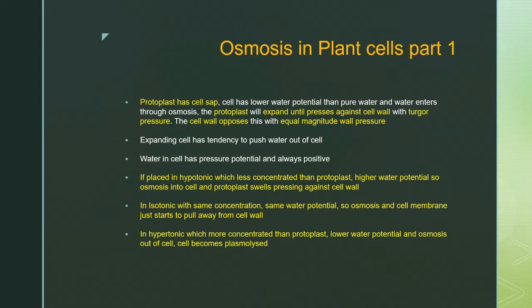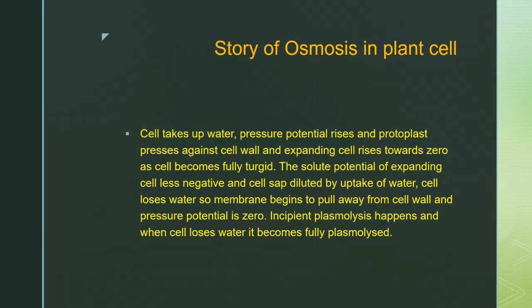Now in the isotonic solution, which is the same concentration and the same water potential, osmosis doesn't really occur, and the cell membrane will just about start to pull away from the cell wall. Now if you put it in a hypertonic solution, which is more concentrated than the protoplast, this will lower your water potential all the way down, and osmosis will go out of the cell, meaning the cell will become plasmolysed.